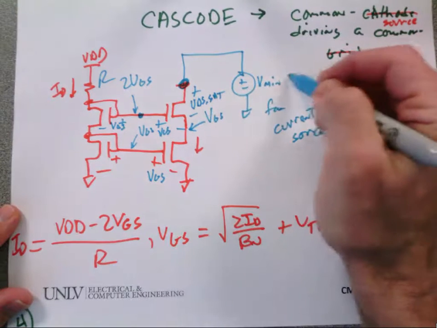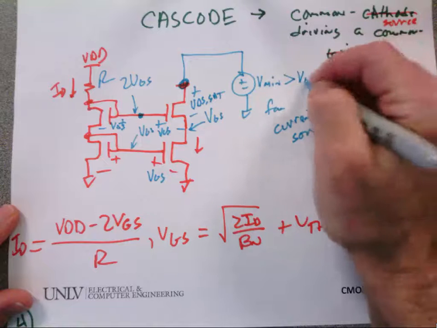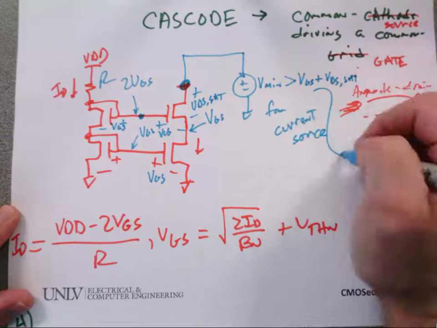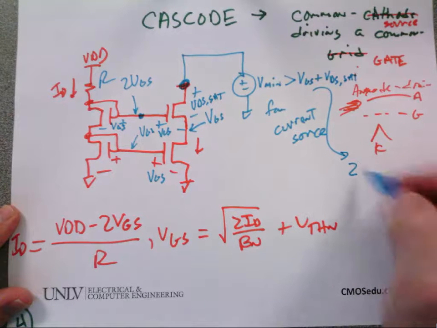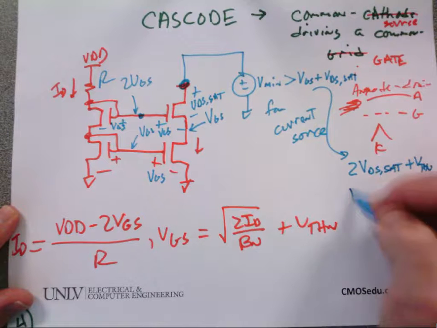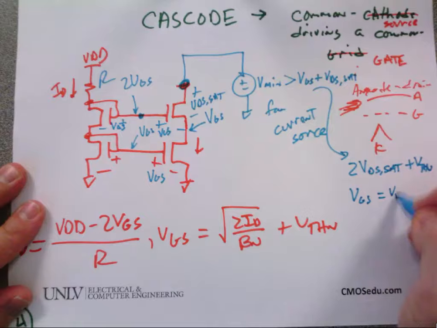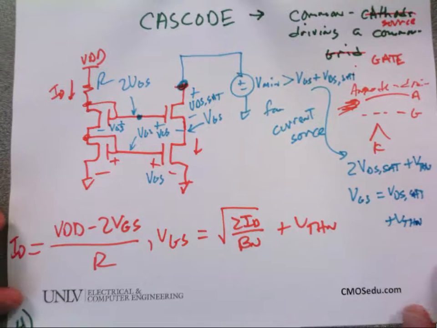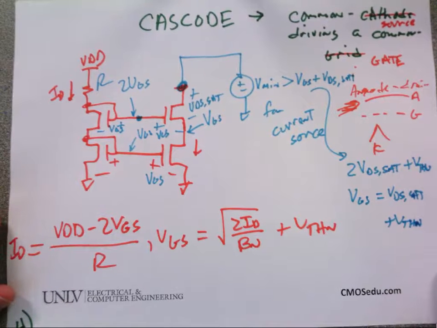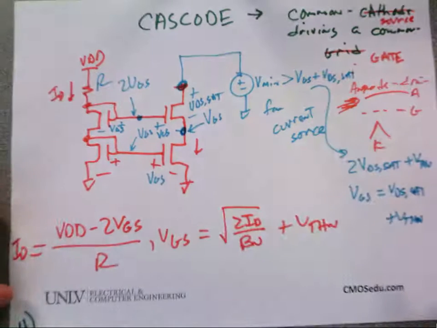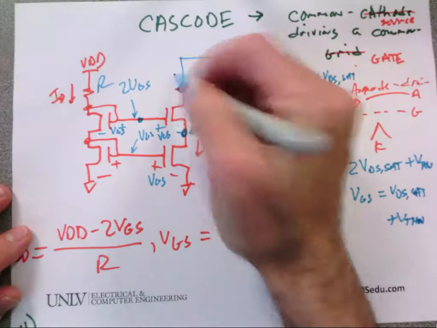So this voltage has to be greater than VGS plus VDS SAT, which I can write as 2 VDS SAT plus V threshold N, because VGS equals VDS SAT plus V threshold N. Why does it have to be greater than VGS plus VDS SAT? This voltage is VGS, right? So I need to have this voltage plus the minimum voltage across that.